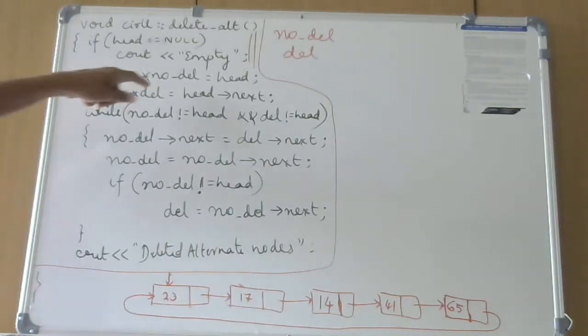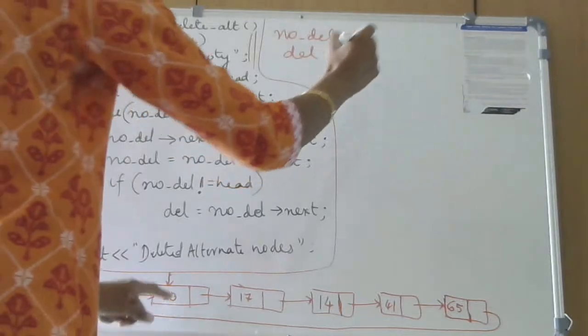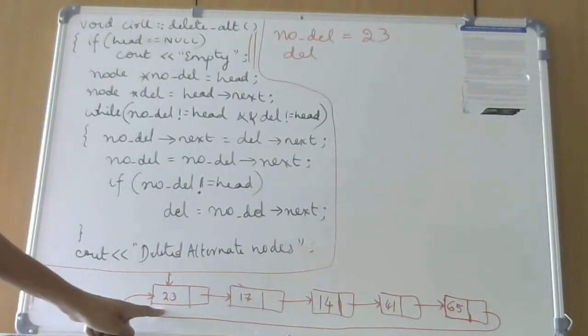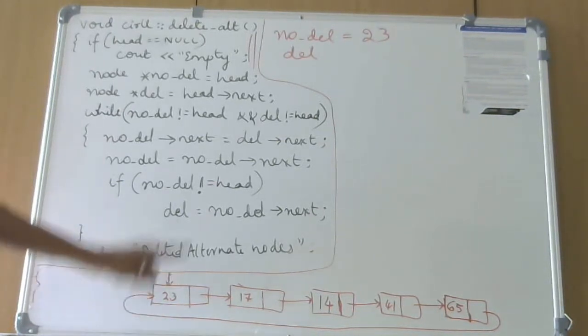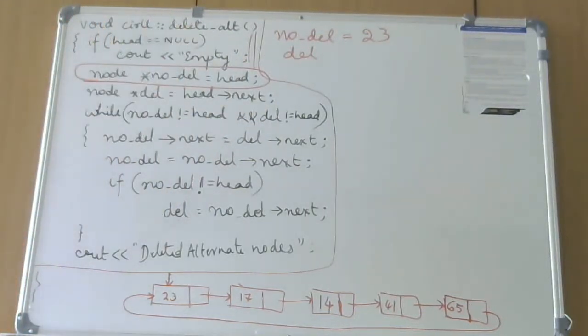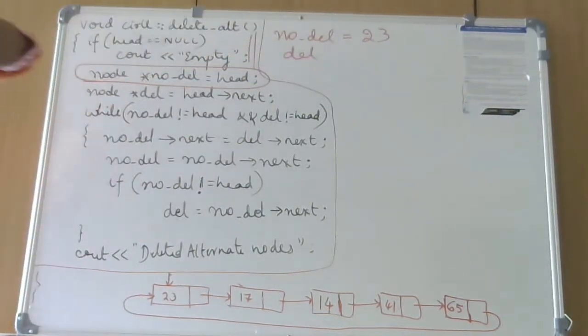noDelete, if you see there, I am initializing that to head. So, it will be pointing to 23. Correct? So, head means this 23, head is pointing to 23. I am initializing noDelete with this one. If you observe here, noDelete is initialized to head. So, what will happen? noDelete will be pointing to 23.